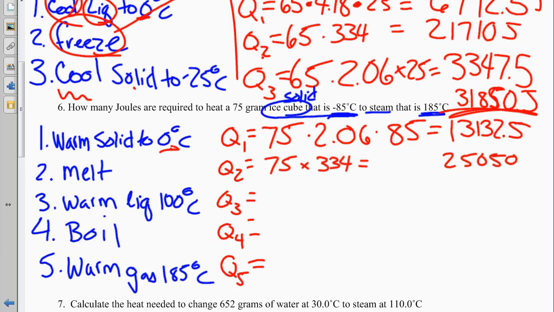I'm not putting joules on there. We'll put it on the final answer. Next, I have a 75-gram ice cube. Now I get this liquid water that is already melted. Now I want to make it go to 100, so we're going to use our good old 4.18. And we're going to go up 100 degrees.